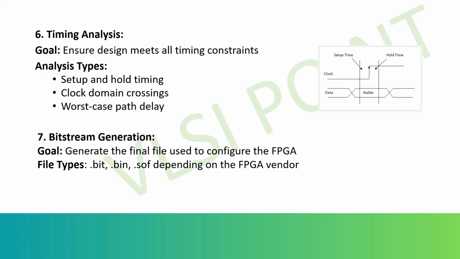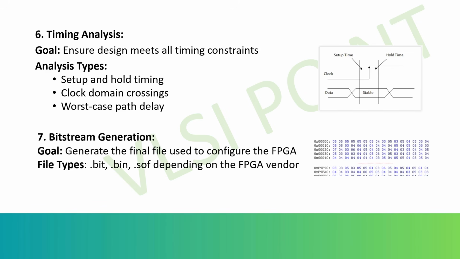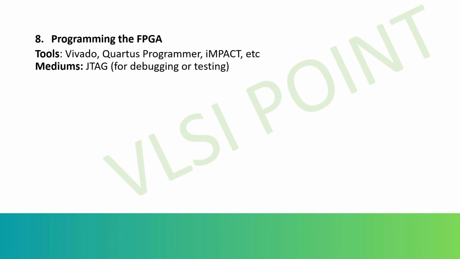So it will generate the final file which is used to configure the code on FPGA. So this is basically the final output, that is a .bit or .sof file that tells the FPGA how to configure itself. After bitstream generation, we need to program the FPGA. So what we do, we just connect that FPGA kit with your laptop or PC. Then you will load the bitstream into FPGA using JTAG or flash memory. You need to program that FPGA.